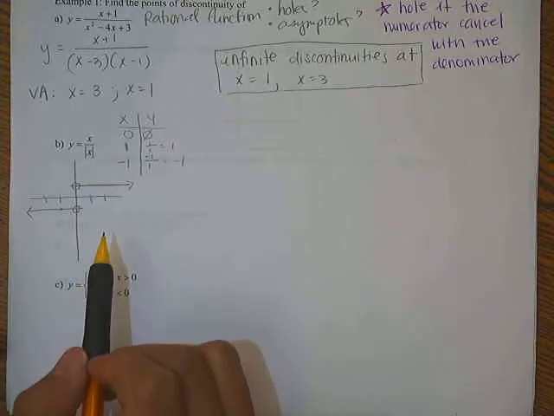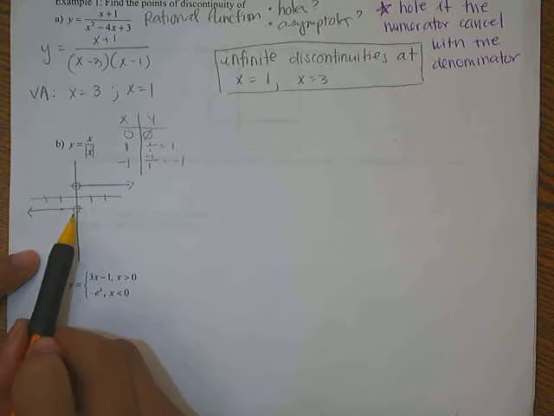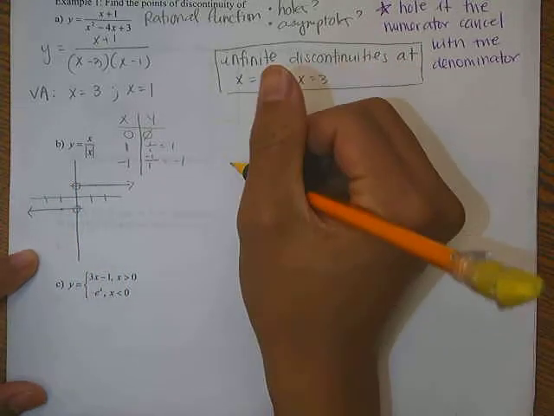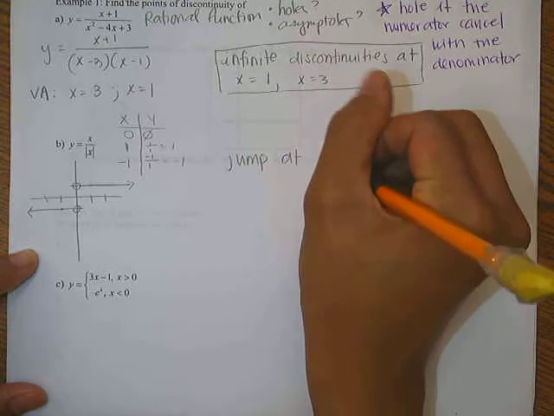So anytime you have something like this, it's a similar graph. As you can tell, there's a jump at 0. So this type of discontinuity is called a jump, at x equals 0.